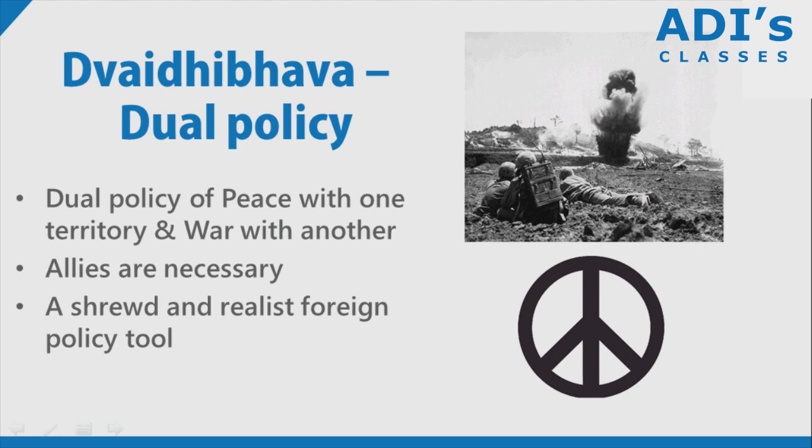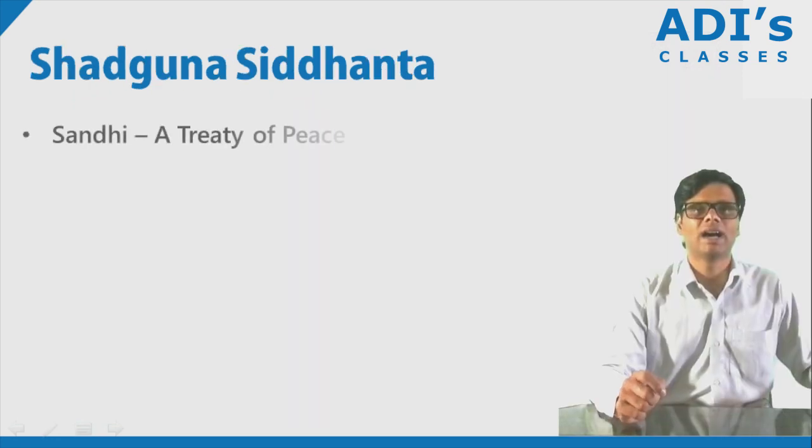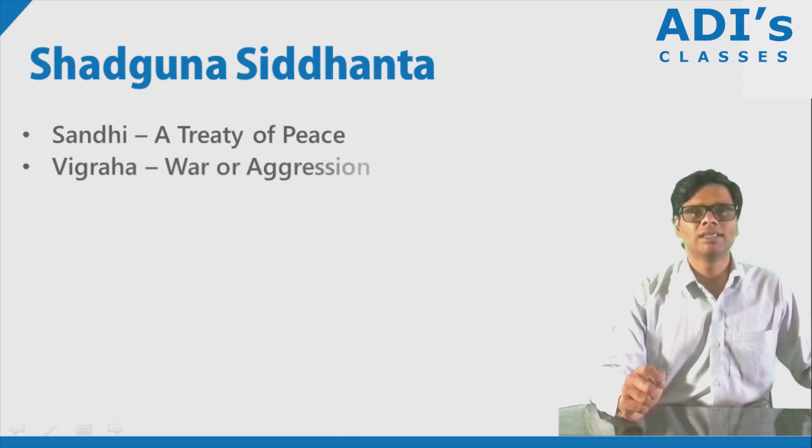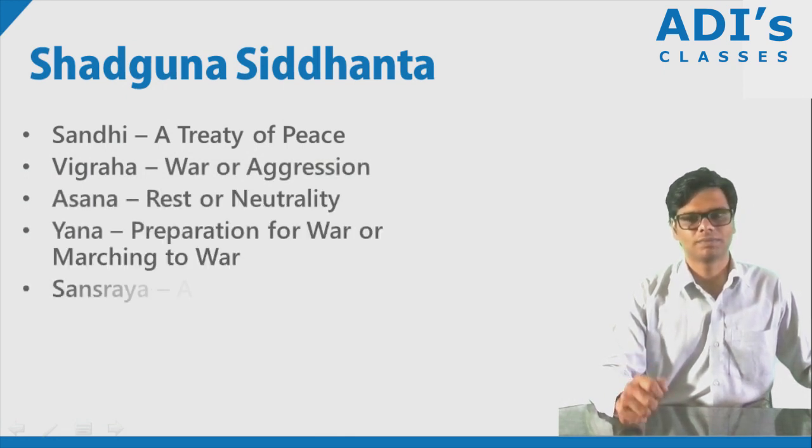So this concludes the Mandala theory. The Mandala theory on a broader scale includes the circle of states and the six-fold foreign policy. Let's look at a recap. The six-fold foreign policy tools are Sandhi, Vigraha, Asana, Yana, Sanshraya and Dvaidi Bhava.